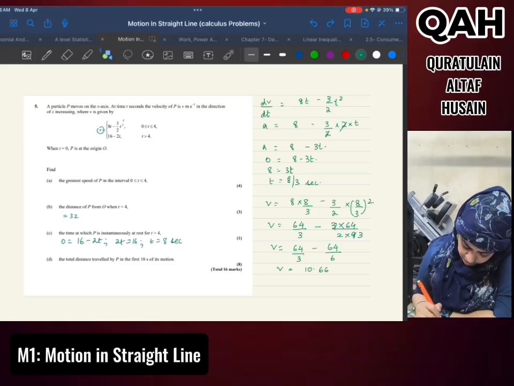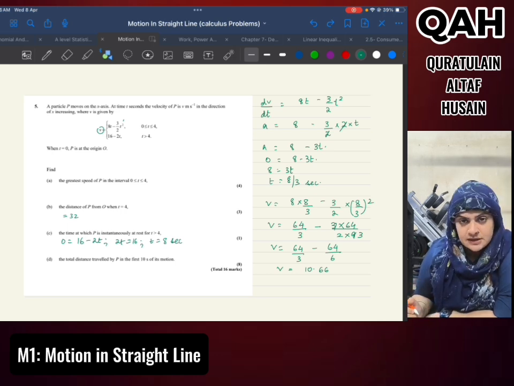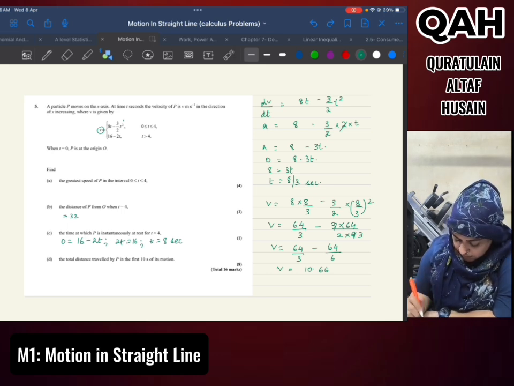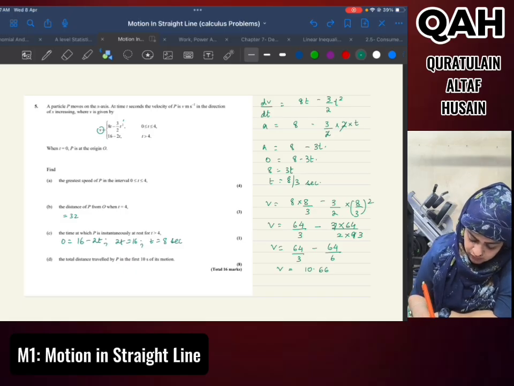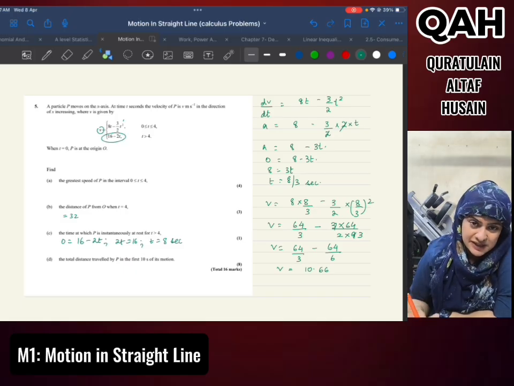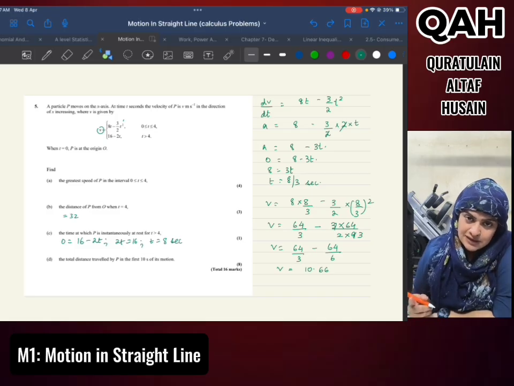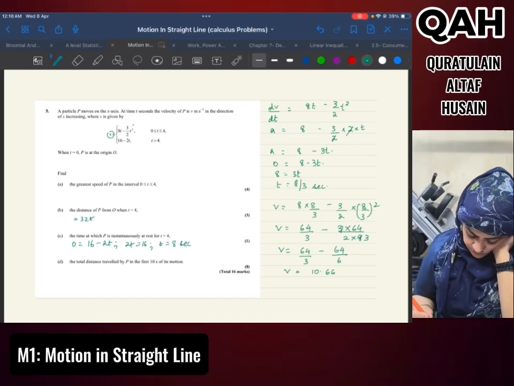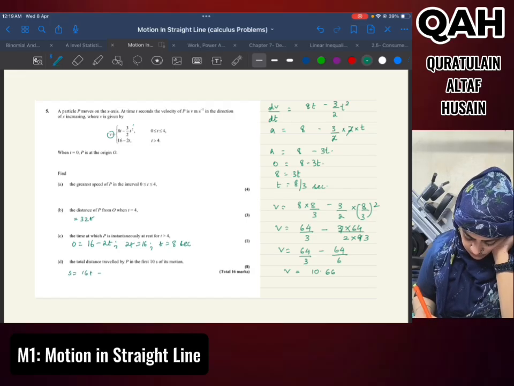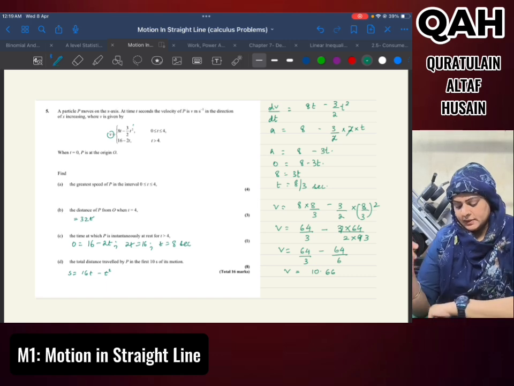ठीक है ना. The total distance travelled by P in the first 10 seconds. ठीक है, अब फर्स्ट 10 सेकेंड्स की बात है तो हम यहां से डिस्टेंस निकालेंगे, डिस्प्लेसमेंट की इक्वेशन निकालेंगे. डिस्प्लेसमेंट की इक्वेशन कैसे निकालेंगे, इंटीग्रेट करके निकालेंगे. इसको इंटीग्रेट करेंगे, ये बनेगा s इज इक्वल्स टू 16t माइनस t स्क्वायर, 2t स्क्वायर अपॉन 2, तो 2 and 2 कैंसिल हो जाएगा, माइनस t स्क्वायर.